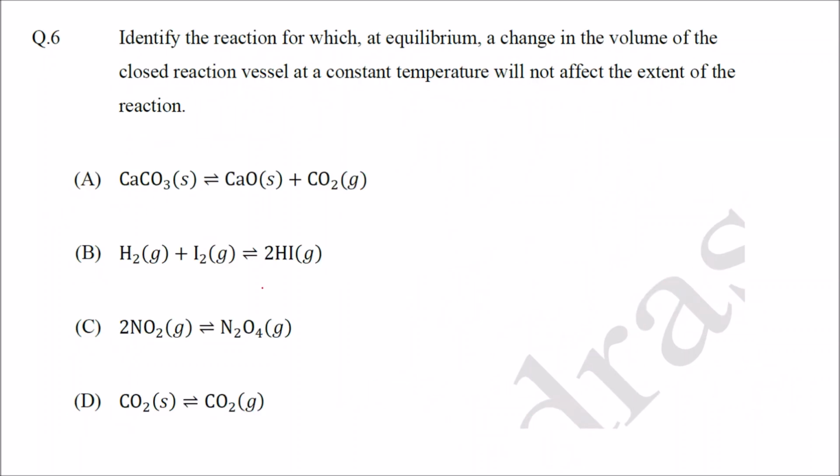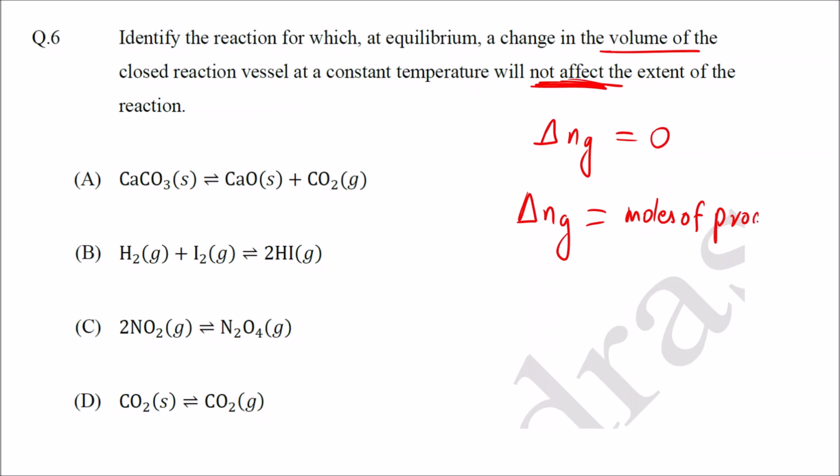Okay, next question. Question number 6. Identify the reaction for which at equilibrium change in volume of the closed reaction vessel at constant temperature will not affect. Okay, when does this happen? When delta ng is 0. What is delta ng? Number of moles of gaseous product minus moles of gaseous reactant. This is 0.